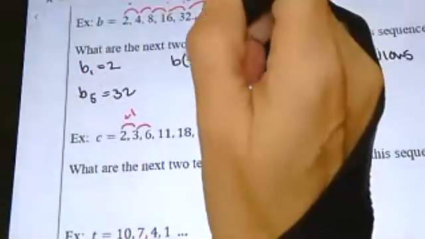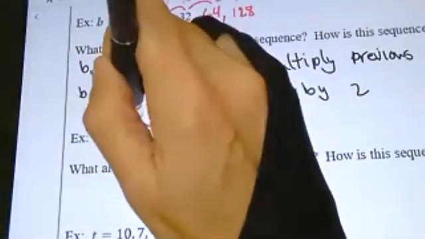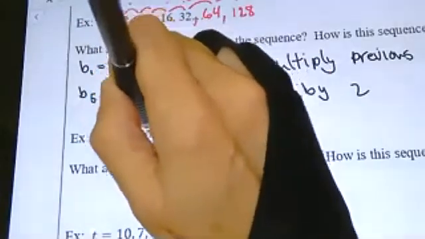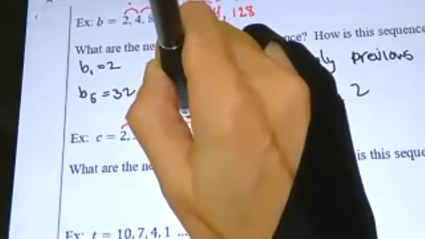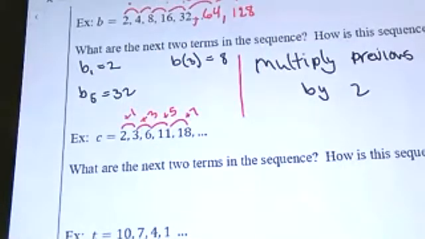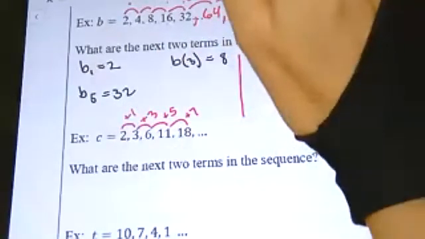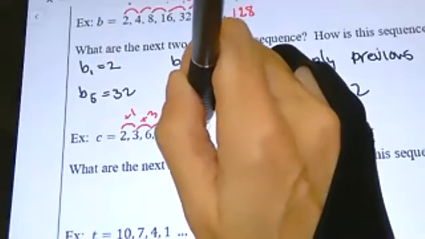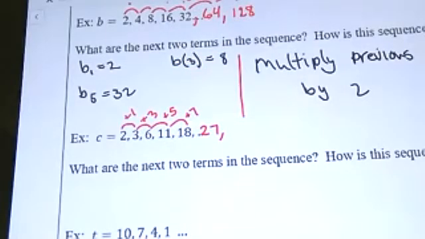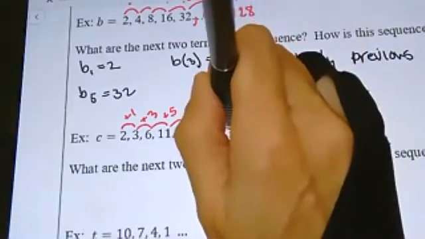From 3 to 6, 3. And then we add 5. And then we add 7. So what should we add next? 9. So if we have 18, we'll add 9, which will take us to 27. And then we'll add 11, which would take us to 38.